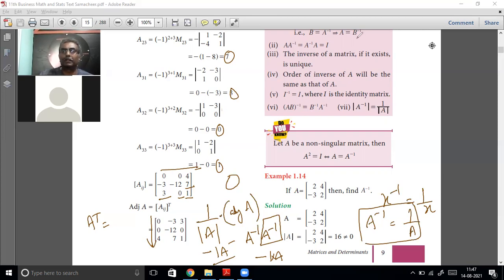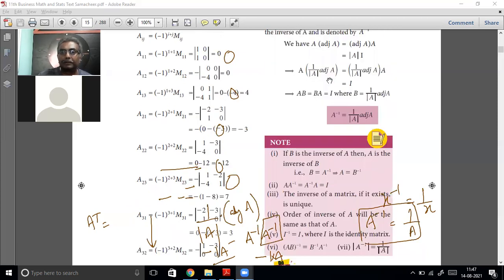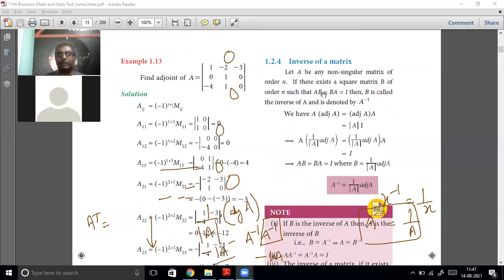Okay, let us move on and see some things. The inverse of a matrix, that is what they say. They give some proof for it, but we don't need the proof. What we need is only one thing here: A inverse is equal to 1 by determinant of A into adjoint of A. That is what we need. How we arrive at that, they won't ask.